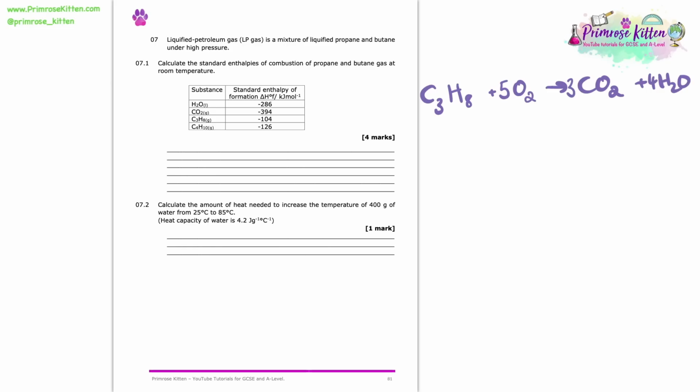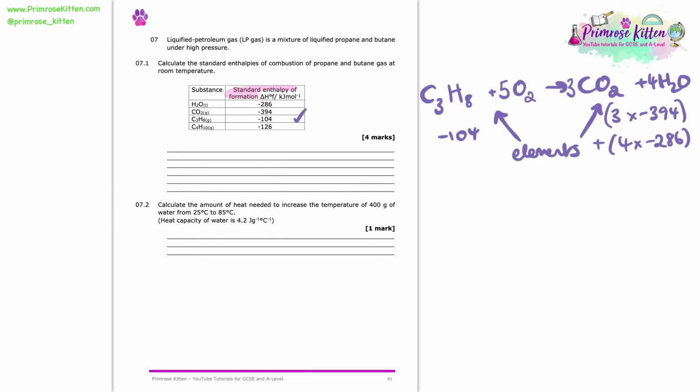Now, because we have been given the data for standard enthalpy of formation, that means we need the elements at the bottom of our Hess cycle. And our arrows are going to go up because the elements form the substances above. Looking at what we have, we know the enthalpy of formation of propane is minus 104. Oxygen is already at its standard state, it's already O2 gas. And over on the other side, we've got 3 CO2s, which are 3 times minus 394, and 4 waters, which is 4 times minus 286.